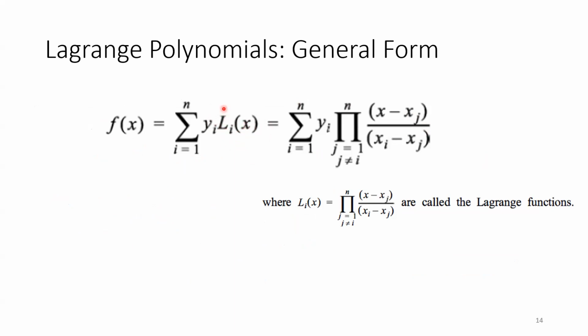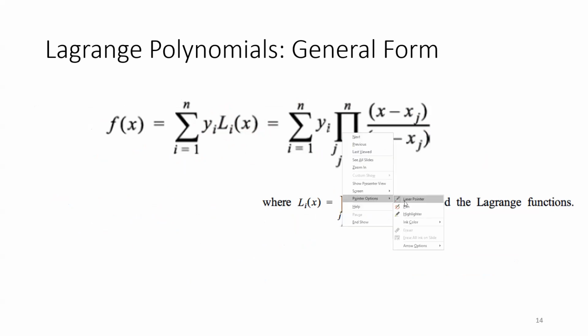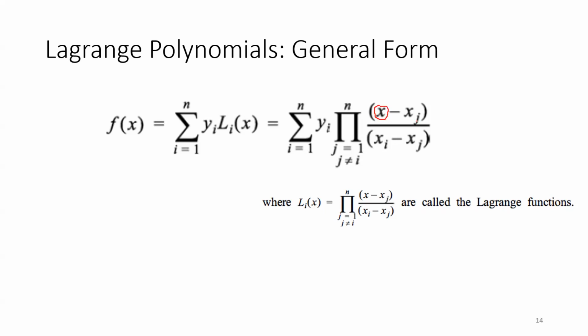So the Lagrange function is nothing else other than, so let's make sure we understand this equation. Your x is like your unknown, right? This is what you want to interpolate. But you do know these. So you know your xj, you know your xi. So what does this pi mean? What is sigma? Let's talk about sigma first. What does sigma mean?